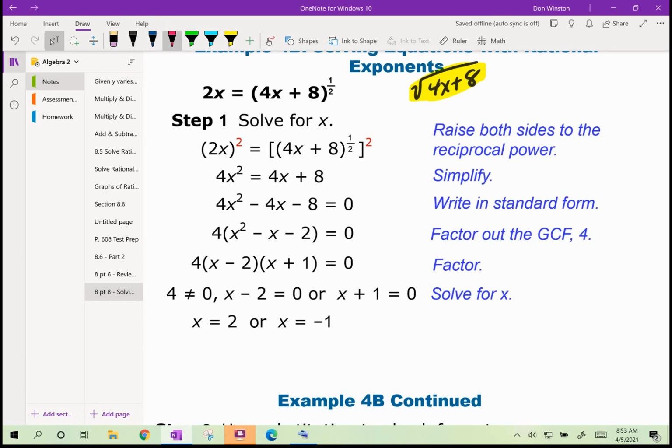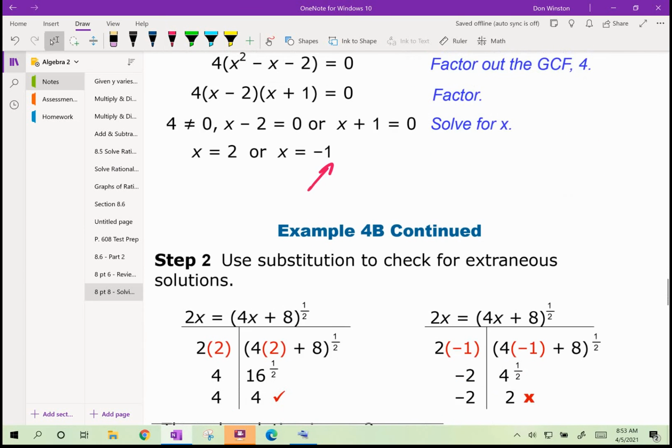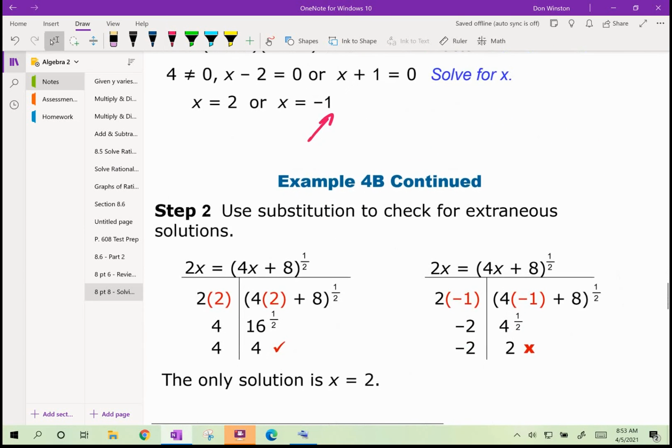Now recall I just said that the right side has to be 0 or positive. Can't be negative. Well, if I substitute in negative 1 for my answer, 2 times negative 1, I get negative 2 on the left side. Well, that's impossible because the right side has to be 0 or greater. So we would say negative 1 is an extraneous solution.